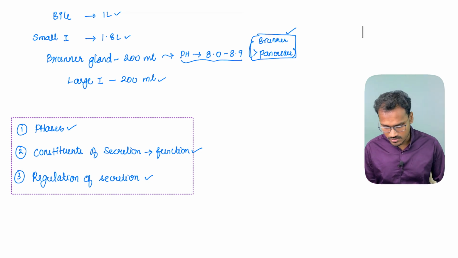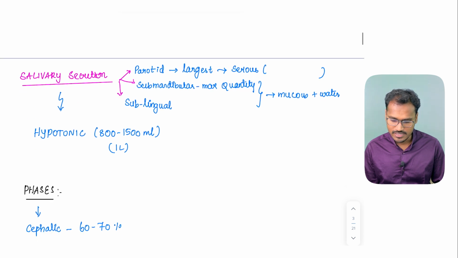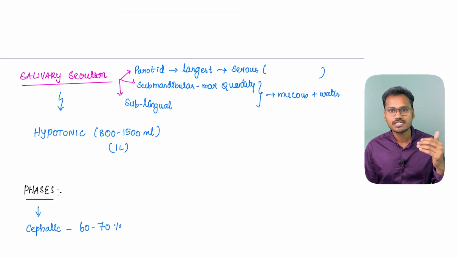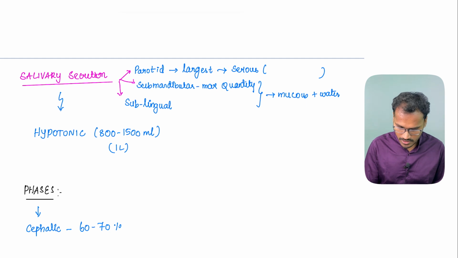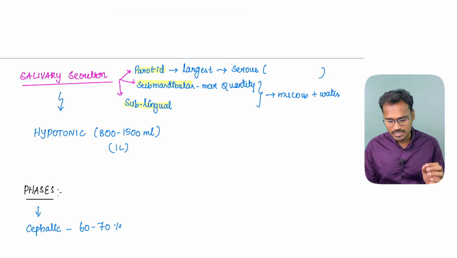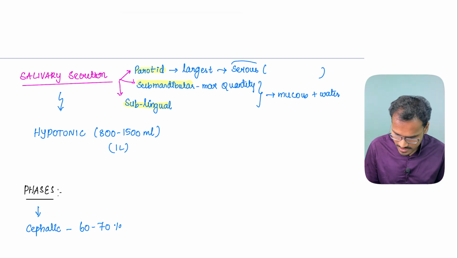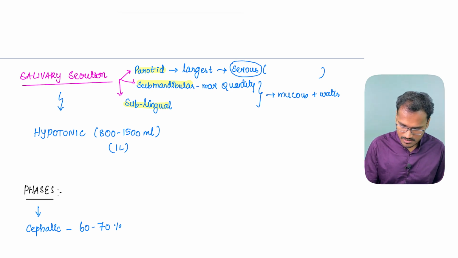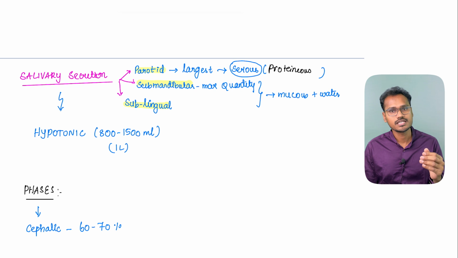So let's get to the topic for today, that is salivary secretion. The salivary secretion is secreted by the salivary glands, which all of you might know: the parotid, the submandibular and the sublingual. The parotid is the largest gland and it secretes the serous type of secretion. Serous means the proteinaceous type, lots of protein will be there. Proteinous type of secretion is secreted by the parotid.